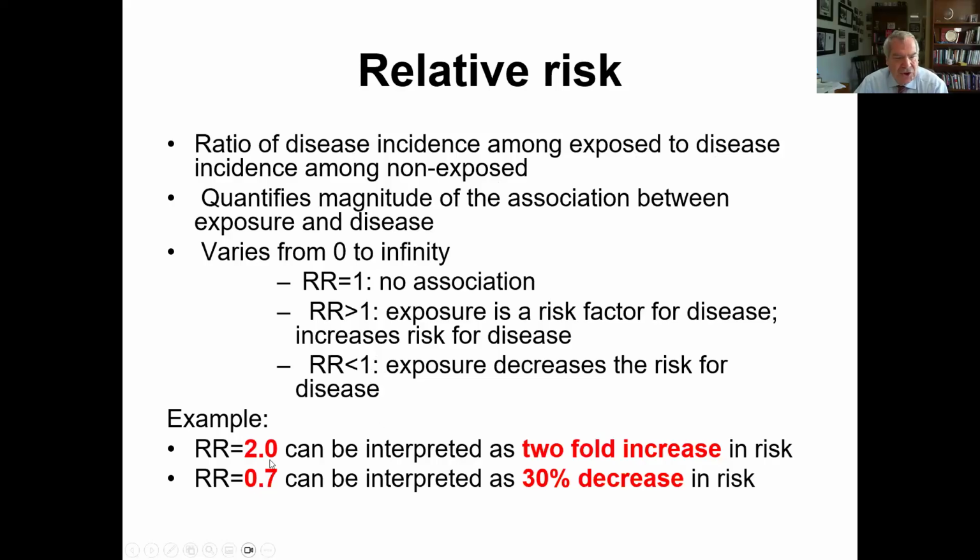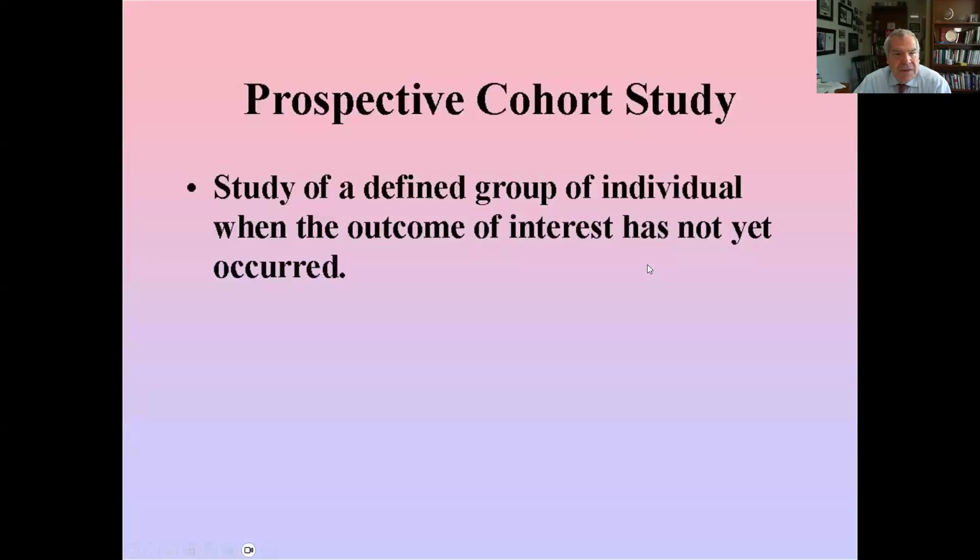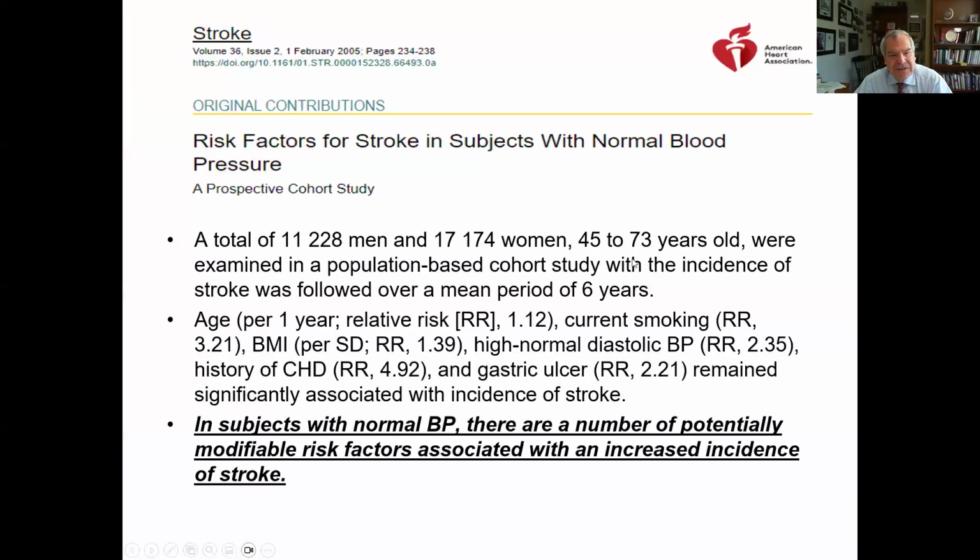So if you had a relative risk of 2, it would be interpreted as a 2-fold increase in risk for the disease. A relative risk of 0.7 would be interpreted as a 30% decrease, or a protection against getting or developing the disease. We've spoken about this already, prospective cohort studies, etc. And here's an example of one moving forward.